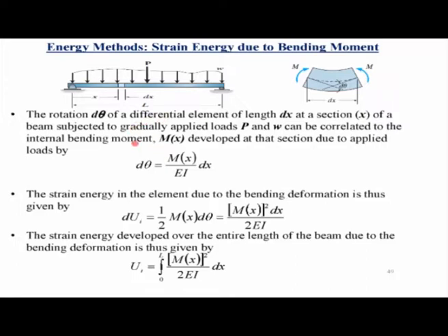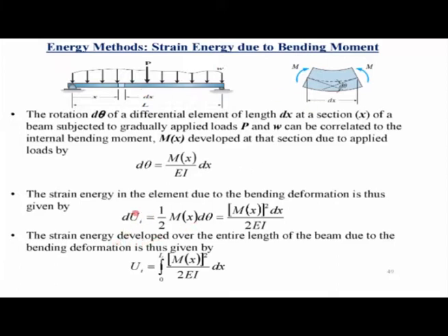Now, if you want to calculate the internal strain energy due to this bending action, the internal strain energy due to the small rotation d theta is given by half Mx into d theta. Again, you can replace d theta by Mx over EI into dx, so you will get Mx whole squared dx over 2EI. That is the expression for the small increase in internal strain energy due to the bending deformation of this section of the beam.